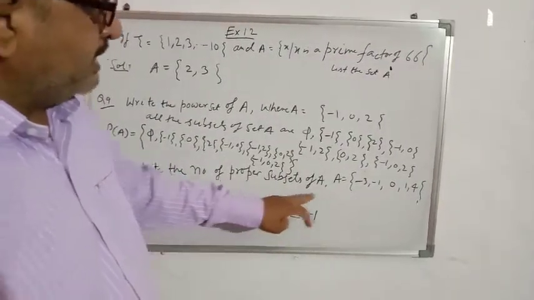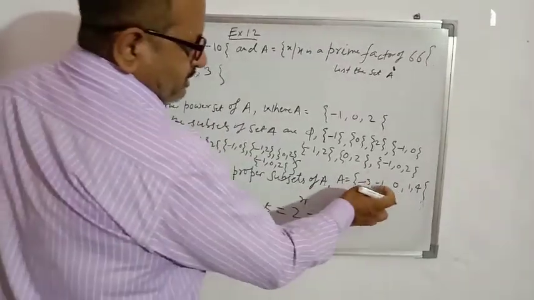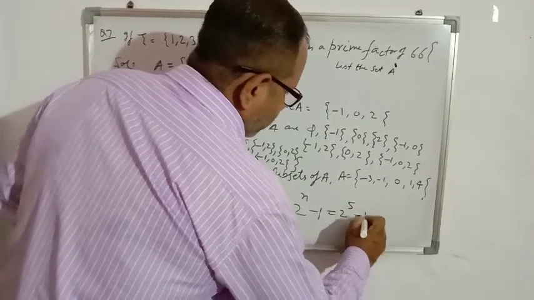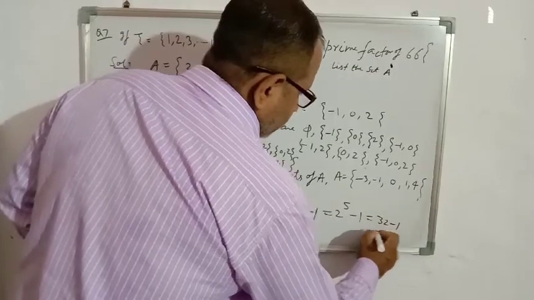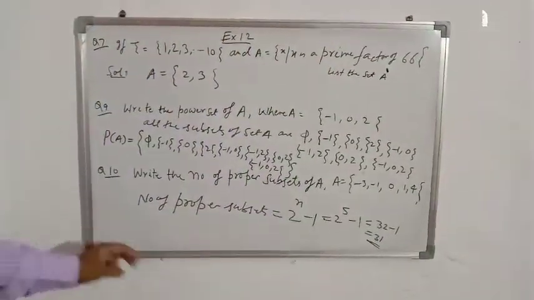What is n? n is the number of elements of the set. So how many elements are here? 1, 2, 3, 4, 5. So put n equal to 5. 2 to the power 5 minus 1. 2 to the power 5 is 32. 32 minus 1. So the total number of proper subsets is 31.